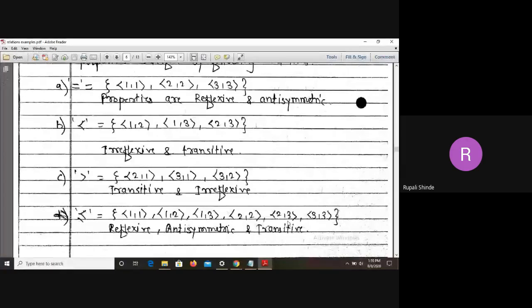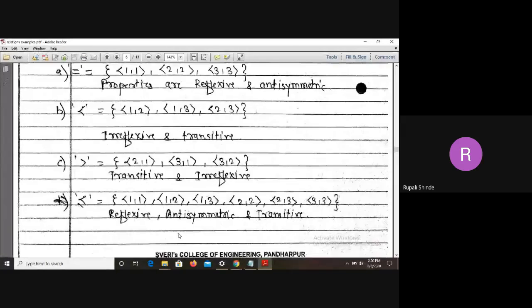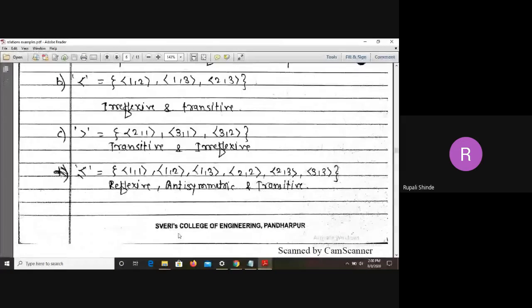Now check for antisymmetric. Yes. This includes reflexive elements. So we can say that this is antisymmetric as well, because every reflexive relation of this kind is antisymmetric. That's why you can say that this is antisymmetric as well.